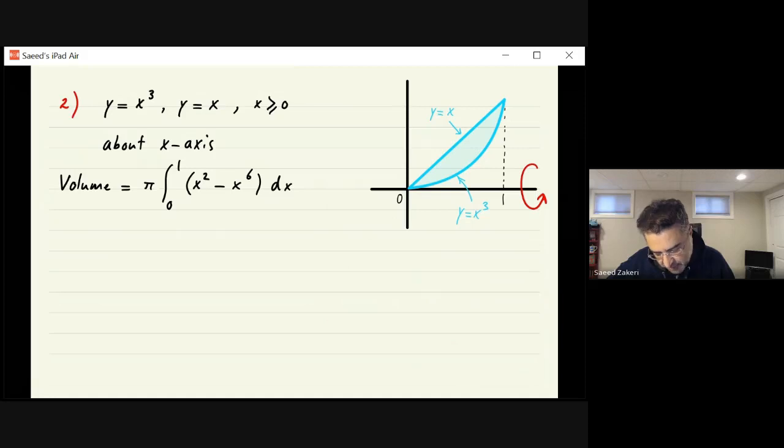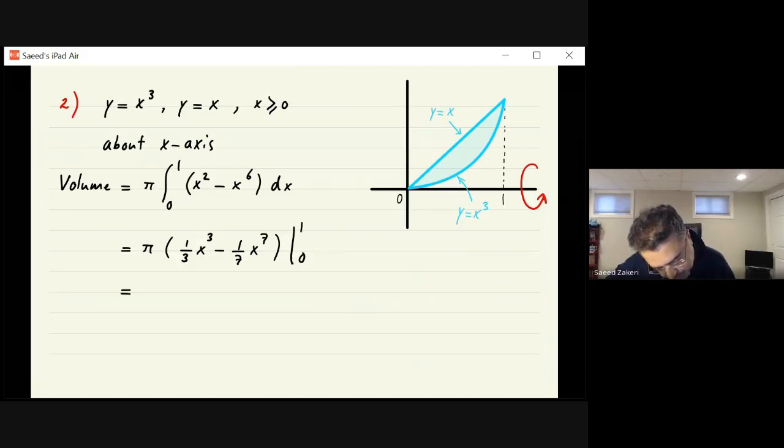I'm applying the general formula in this special case. And again, fortunately, this is a very simple integral, so I don't have to worry about how to compute this integral. Antiderivative is 1/3 x cubed minus 1/7 x to the 7, evaluated at 1, then 0.